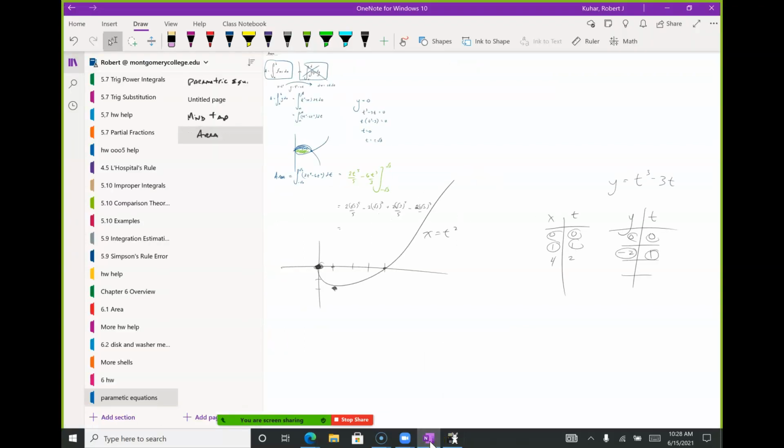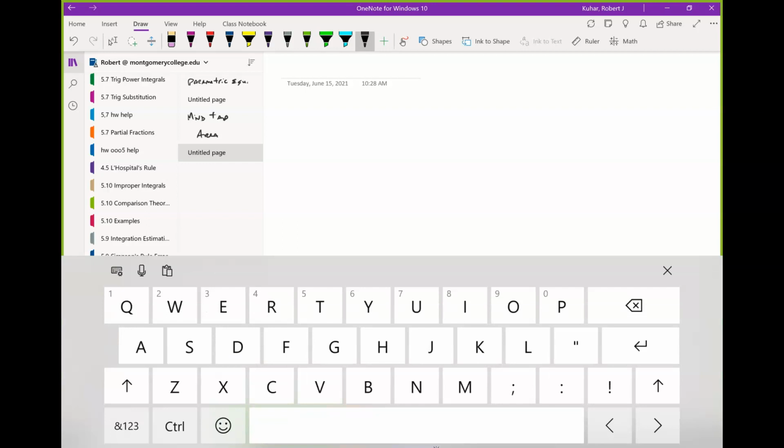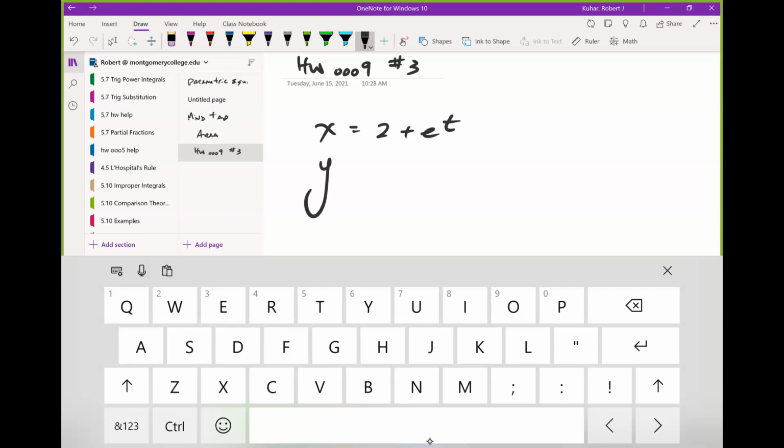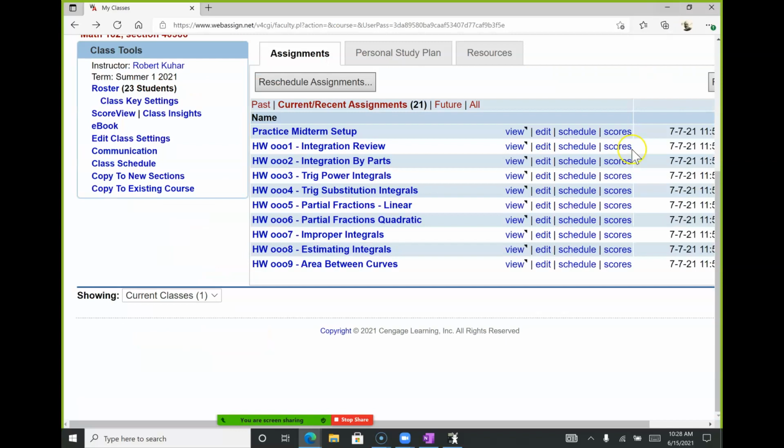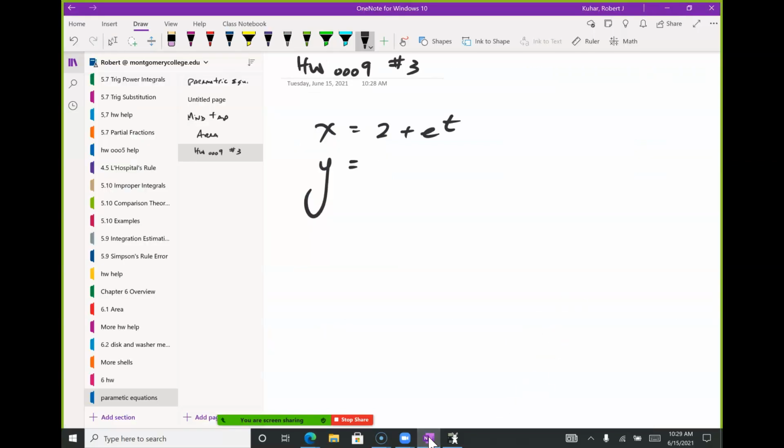So this is homework 9, number 3. And I've got x equals 2 plus e to the t, and y equals, don't tell me, t minus t squared. Now, because I have to figure out alpha and beta, I have to figure out if there's a loop and when the loop starts.